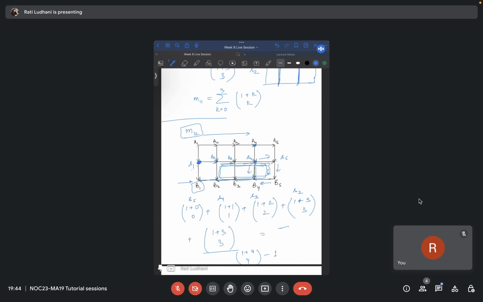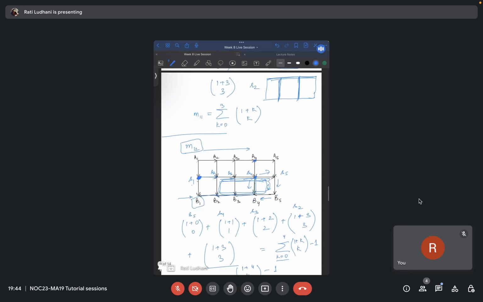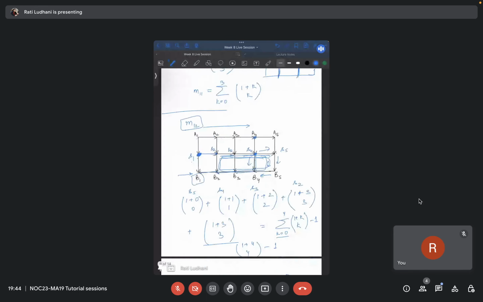So this is the sum, k equal to 0 to 4 of (1 plus k choose k), -1. So I've just removed -1. Or the other way is to write k equal to 1 to 4, because when you put k equal to 0, this is 1 plus 0 choose 0, which is 1. So you'll just get 1 only when you put k equal to 1. Simplify, and you can write it like this.